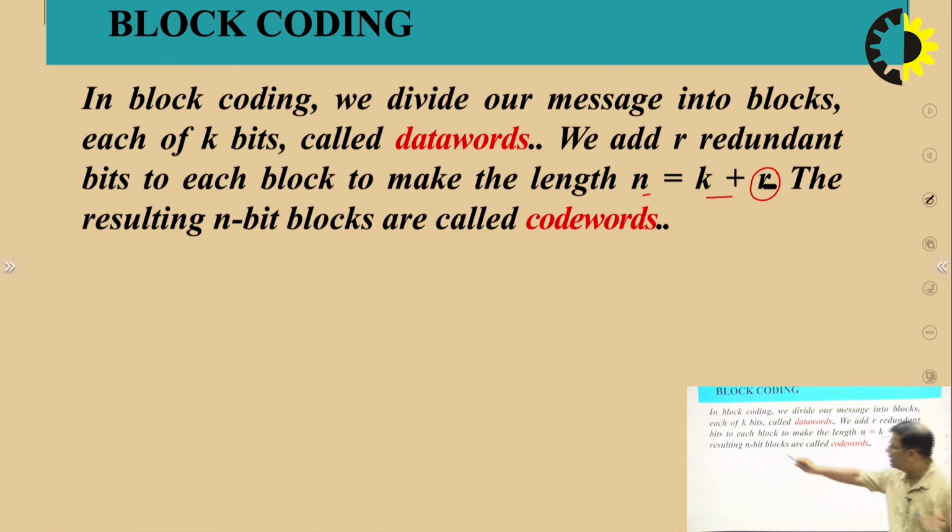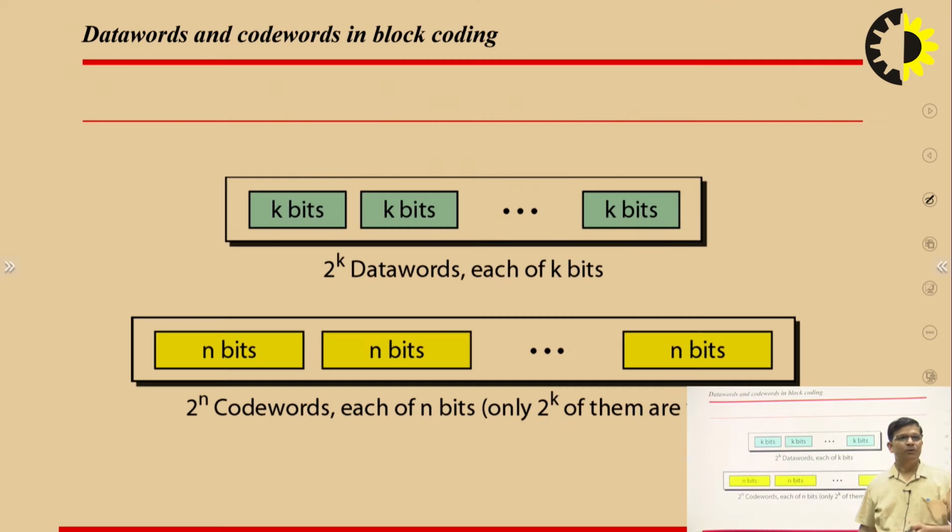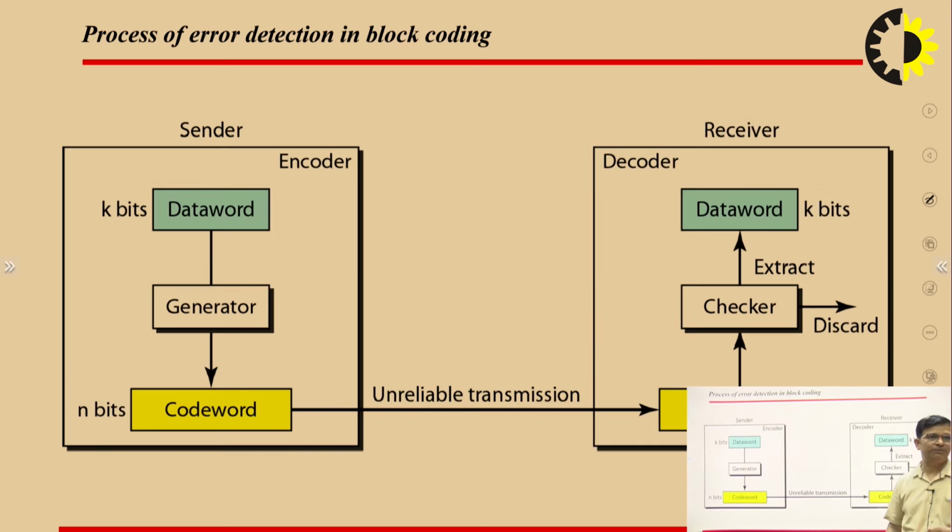And these resulting n bits are called the code words. For example, this is the actual data: 2 to the power k data words, each of k bits, and 2 to the power n code words, each of n bits. Only 2 to the power k of them are valid; the others are invalid.